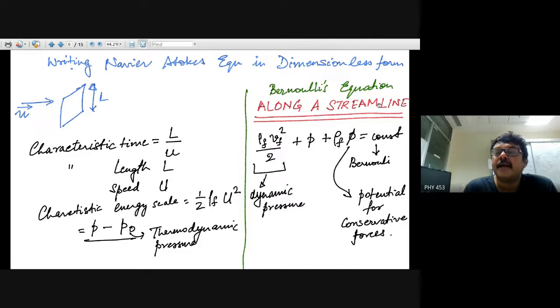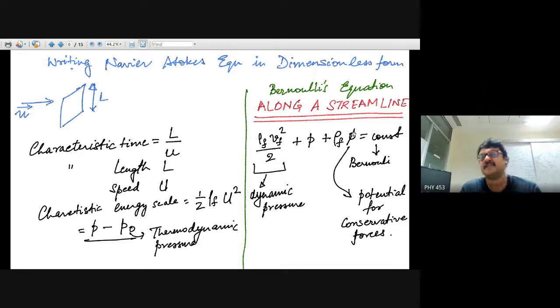This term is called the dynamic pressure. This is the kinetic energy term. This is the pressure term, energy per unit volume. And the pressure, as I discussed in some class, when fluid moves through a thinner pipe, then this part increases, and that leads to a drop in pressure.